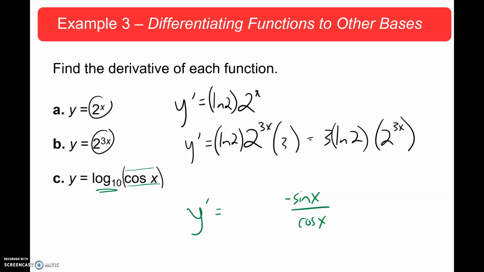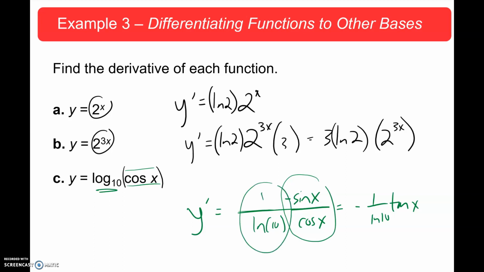However, it's log base 10, which means we need an extra factor of the natural log of 10. And then if we want, we can recognize that as the tangent function. So negative 1 over ln 10 tangent x. Okay? Not too bad. If you can do the natural log, which would be that, then you can just tack on the extra constant needed.